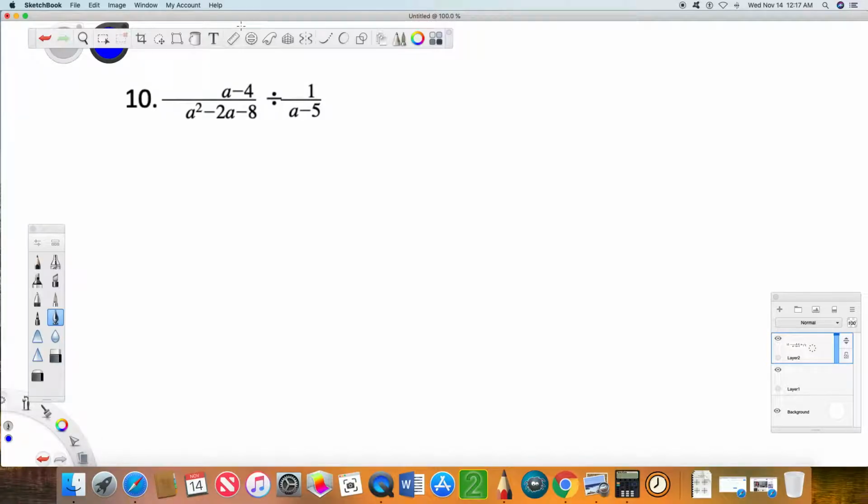Let's take a look here at number 10. We have division of two rational expressions. We want to simplify this and write it as a single rational expression and to also state any restrictions that we have. Here, our restriction with this kind of arithmetic, since division by 0 is undefined, is that we do not want any denominator to ever equal 0. And that's where we're going to start.